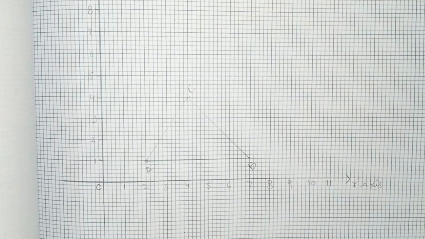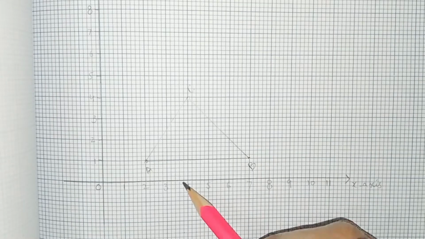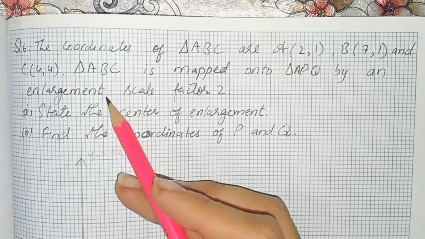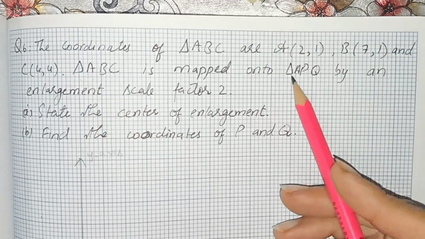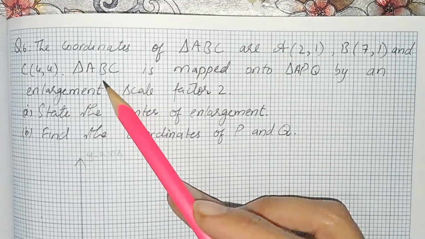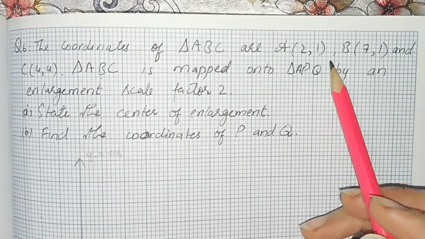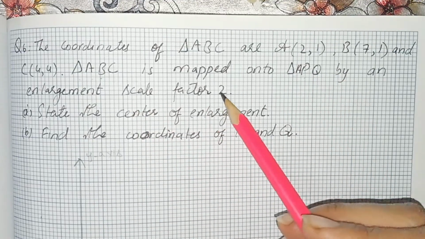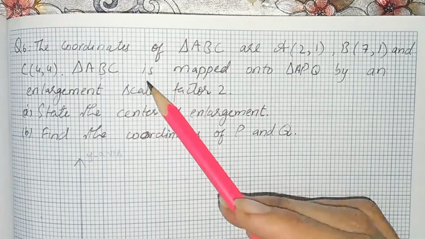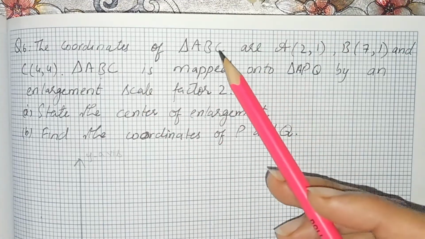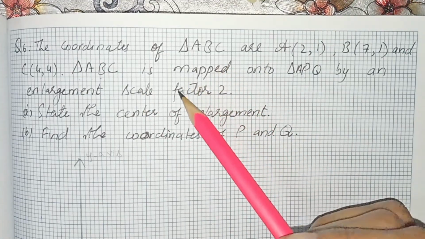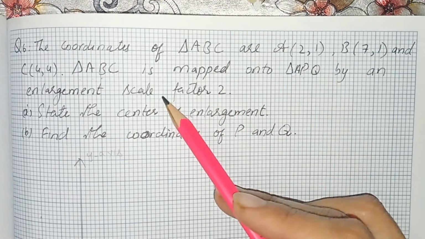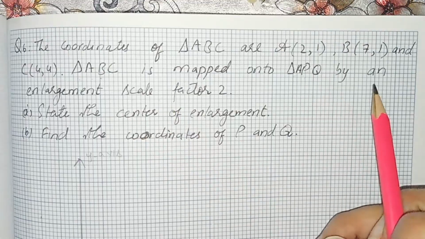Now students, the scale factor is given to us, and the point A is the same in both triangles. It is given in the question that triangle ABC is mapped onto triangle APQ. Now we have to plot these two points P and Q by the enlargement scale factor 2. This is the invariant point. Invariant point is that point which is not changed. Now we have to plot these two points P and Q.